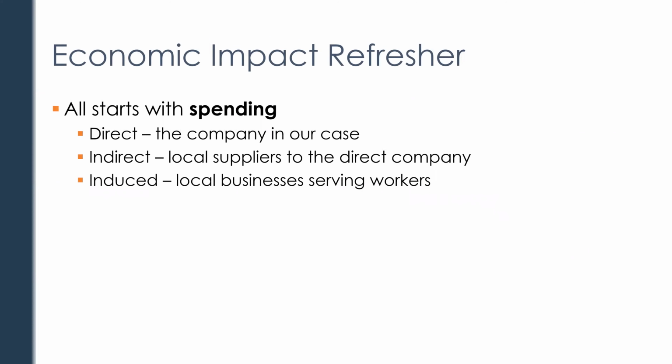So just to talk through some of this as we're trying to understand how all of this is coming together in the model, I want to do a quick economic impact refresher, and it all starts with spending. So the typical case, we're thinking about what does that company, the headquarters office, spend their money on? In that case, the company's spending represents the direct activity. When they do that spending, they're purchasing things from suppliers and so forth.